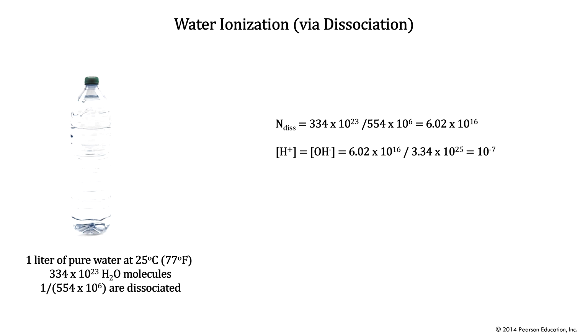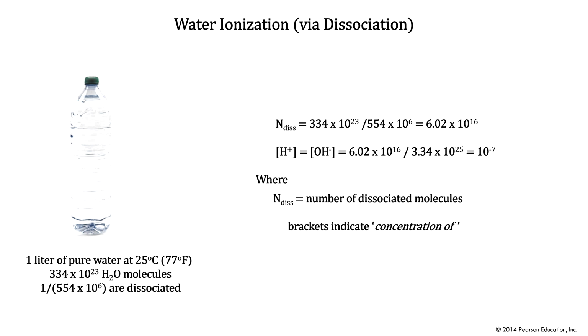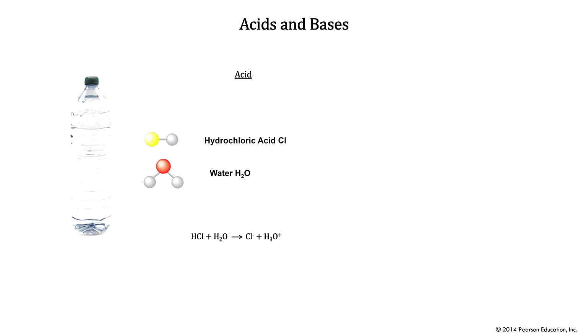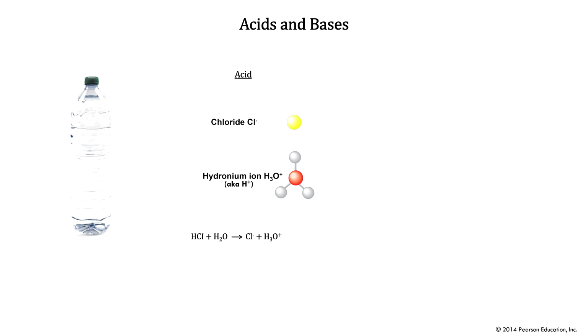In pure water, the concentration of hydroxide ions and hydronium ions are each 10 to the minus 7. Although the concentrations of hydroxide and hydronium are equal in pure water, the presence of other substances can change that. A substance that increases the number of hydrogen ions in a solution is called an acid. Hydrochloric acid is a good example. It loses its hydrogen atom to a water molecule, adding an additional hydrogen ion to the solution.